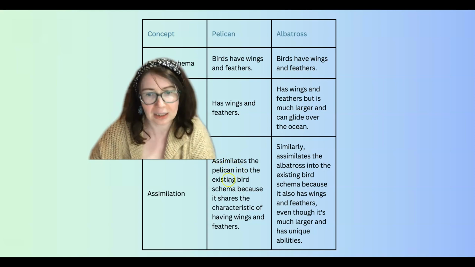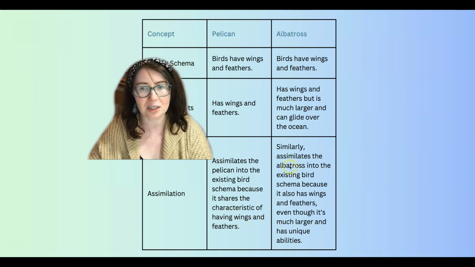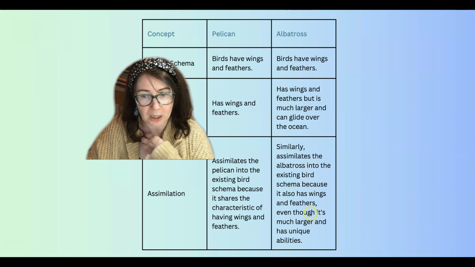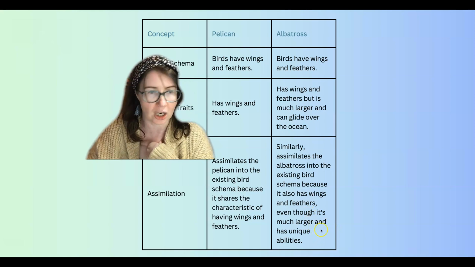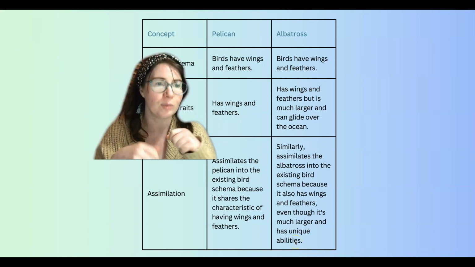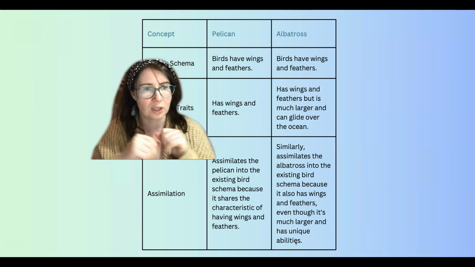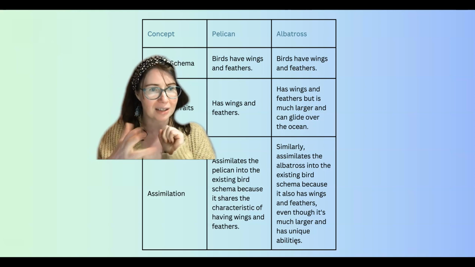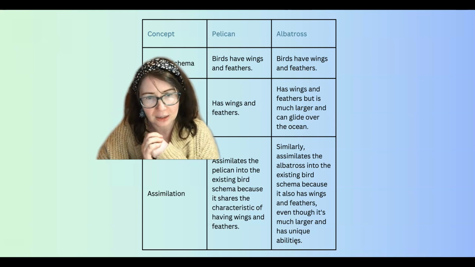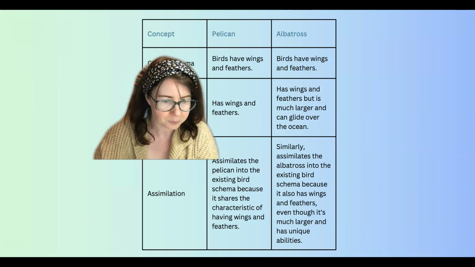Assimilation assimilates pelican into the existing bird schema because it shares the characteristics of having wings and feathers. Similarly, it assimilates albatross into the existing bird schema because it also has wings and feathers, even though it's much larger and has unique abilities. Now, a little bit of homework for you. You know how children like animals and they play with toy animals a lot in the center? I want you to look at it through this lens of schema or schemata and see the traits that children are able to understand and see the process of assimilation and the process of accommodation.